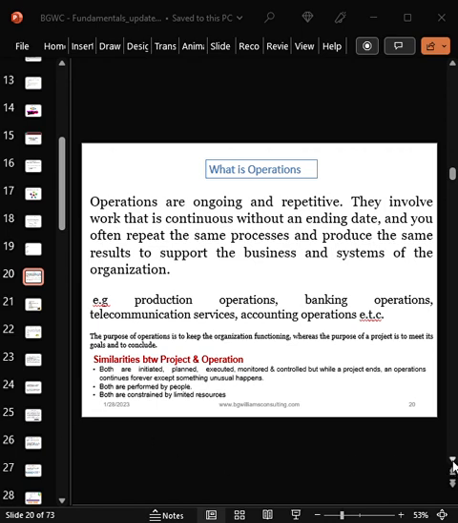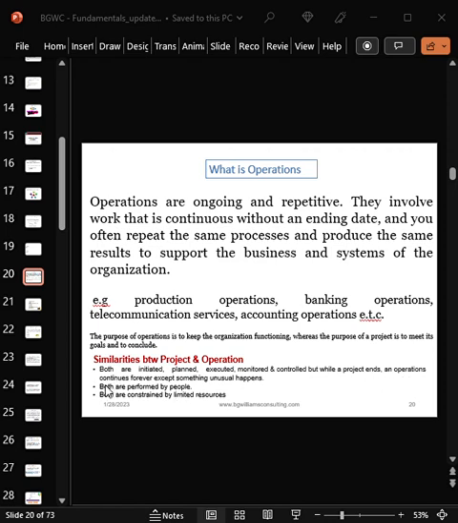All right. So now, while we know the difference between project and operations, it's also very important you take notes for the purpose of the exam that there are also some similarities between project and operations. Excuse me, what do you mean? What could be the similarities? All projects and operations are initiated, it's somebody's ideas, they are planned, they are executed, they are monitored and controlled, but the only difference is that it doesn't end, it's ongoing.